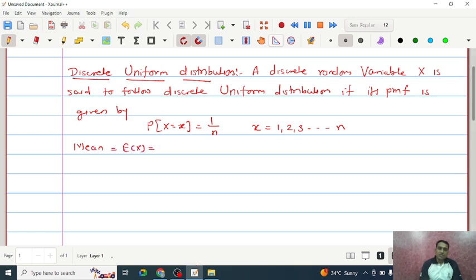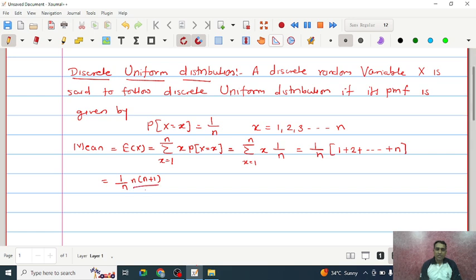expectation of x, which is equal to summation over x taking values 1 to n of x into probability of x. In the first step, we put the value of probability of x, that is the PMF, so x into 1 by n. 1 by n is constant, so we take it outside the summation. What is remaining inside? Putting x equal to 1, we get 1 plus 2 plus up to n. You know the formula for the addition of the first n natural numbers, that is n into n plus 1 divided by 2. So this n gets cancelled. What is remaining? n plus 1 by 2. So the mean of this distribution, that is expectation of x, is n plus 1 by 2.